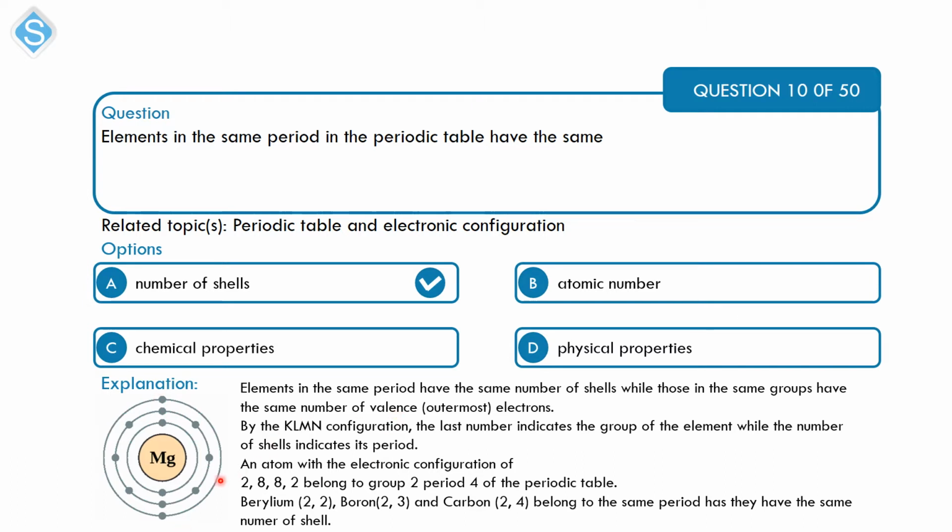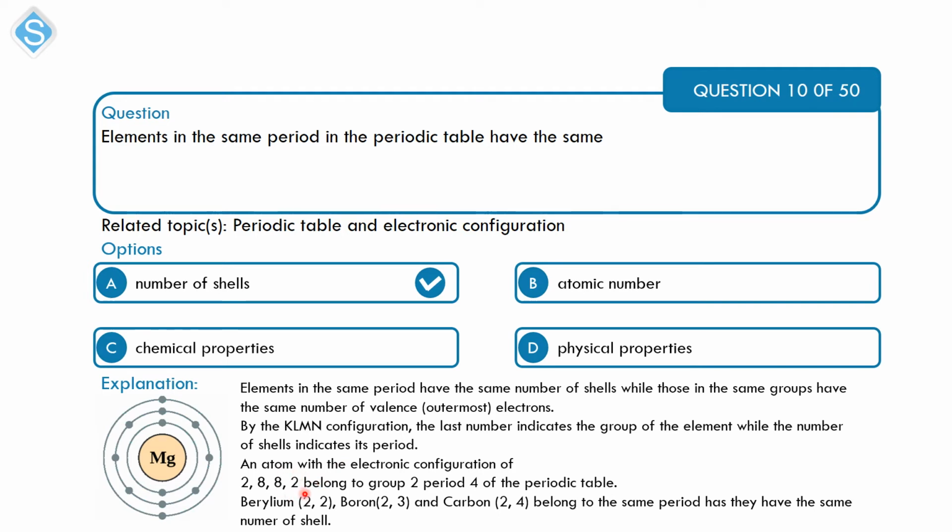Another thing, so let's say you have an element with this configuration here, 2, 8, 8, 2. How do you determine the period of this element? It's simply by counting the number of shells. Each of these numbers is the number of electrons on a shell. So you have 1, 2, 3, and 4. So this element belongs to period 4. While to determine the group, you look at the number of electrons that it has in the outermost shell. That's the last number that you have, which here is 2. So I can tell you that this element belongs to period 4 of the periodic table and group 2.